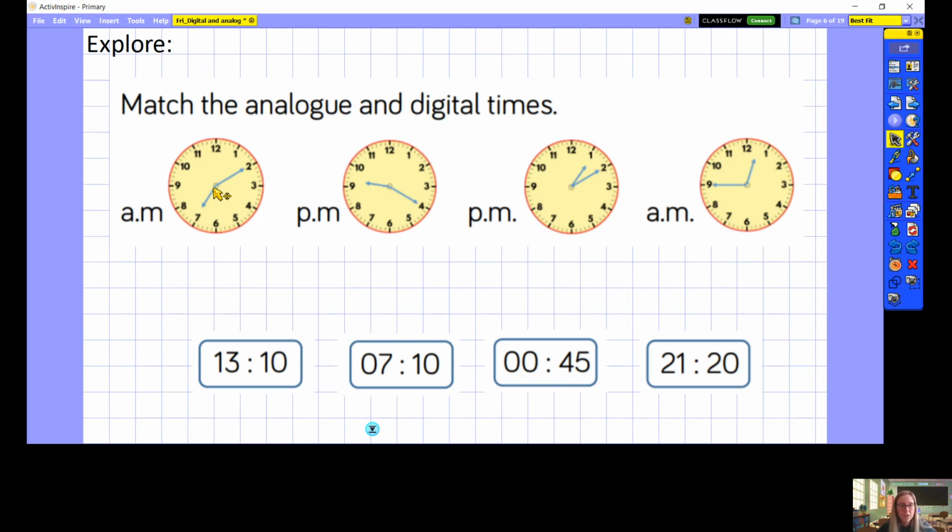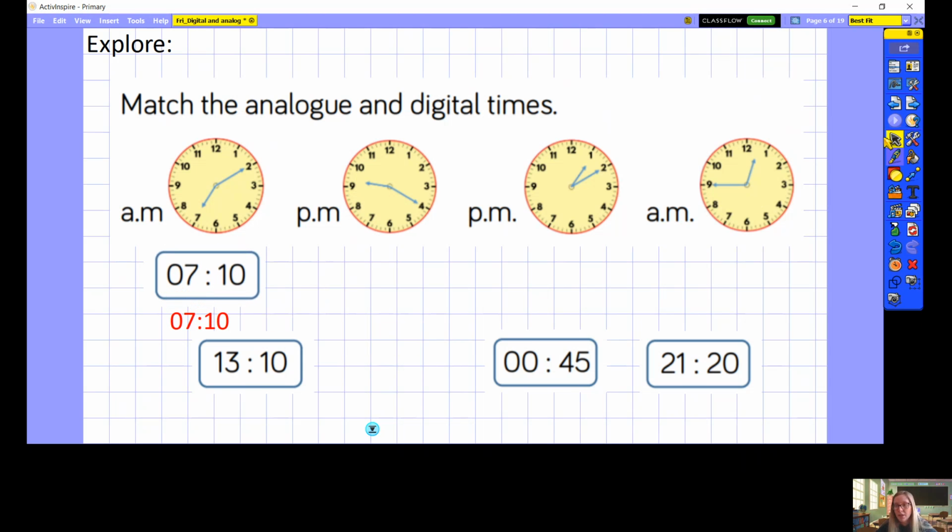If I look at the hours, the hour hand is just after the 7, so the hour would be 7. It might help to write the time as you go along, because then you can convert it and look for the 24-hour time. So the hour is 7 and the minute hand is on the 2, which would be 10. So the time is 7:10 for the first clock. And if I look along the bottom, I can see that I've got the time 7:10 there, so I can match those up straight away.